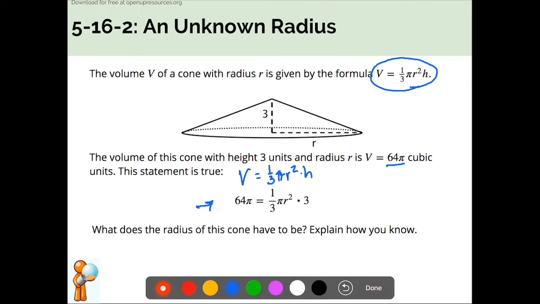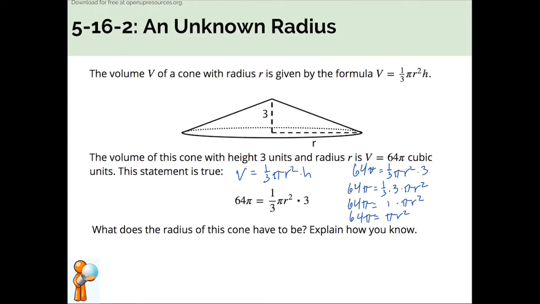So from here, your job is going to be to figure out what is R. What does the radius of the cone need to be? So this is similar to what we did with cylinders last week. So go ahead, try this on your own for a couple minutes, and then work with your group to come to agreement on your answer, and then start the video again when you're ready. Go ahead.